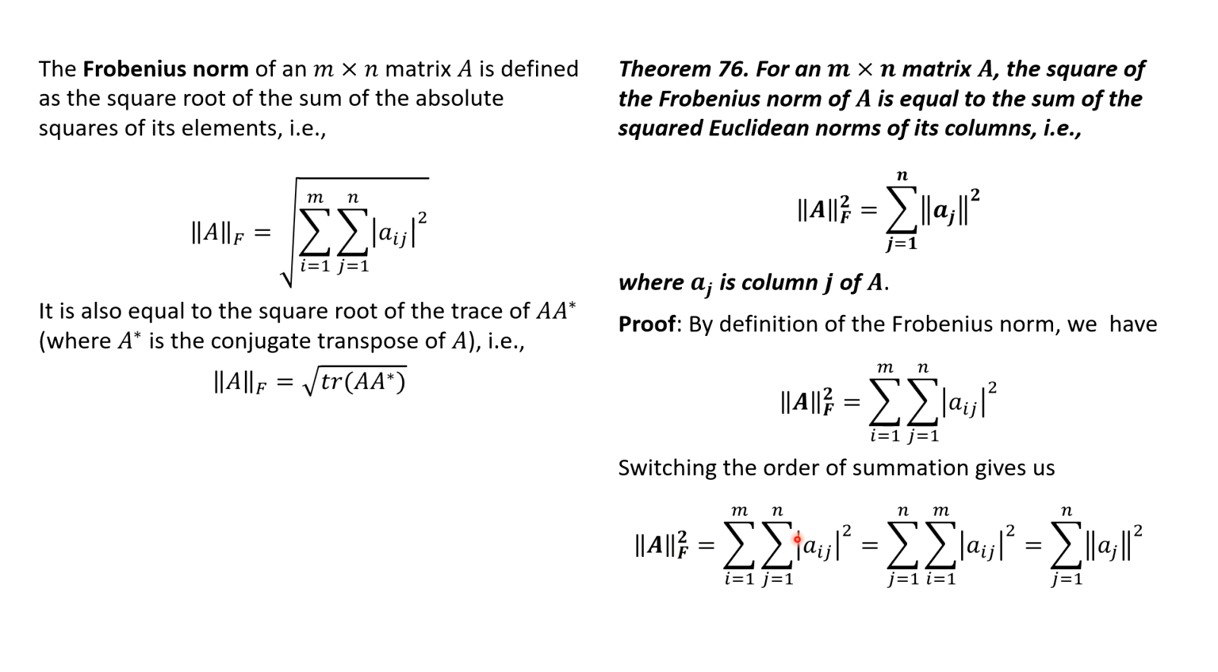So we take this, and then we switch the order of summation. And you notice here, this thing here, we're summing over the i. So for each j, when you're summing over the i, you're basically getting the norm of the column j. So it's this thing here, and that's what we wanted to prove.